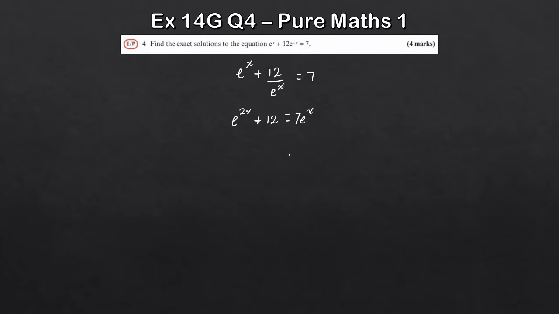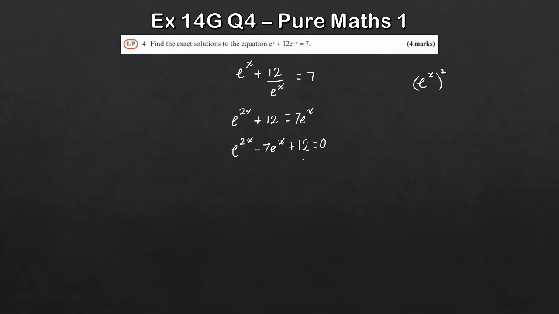Now at this stage, what we'd hope for is that we're going to get a quadratic. And if you notice, we could write this as e to the x all squared. So we can obtain a quadratic here. If we make this equal to 0, we should be able to factorise this quite nicely. We hope. So e to the 2x minus 7e to the x plus 12 is equal to 0.